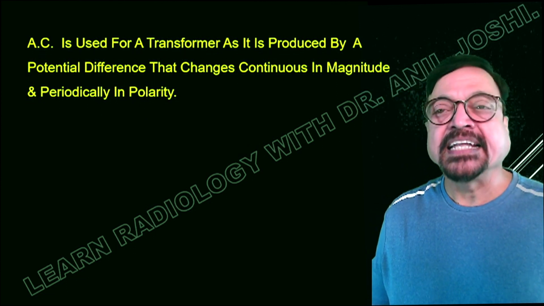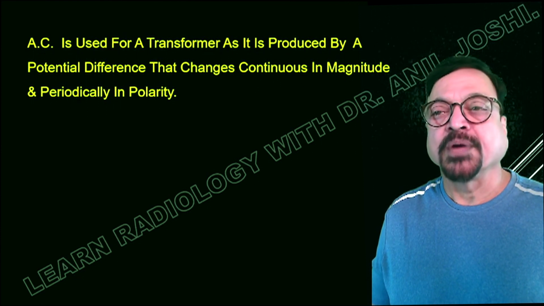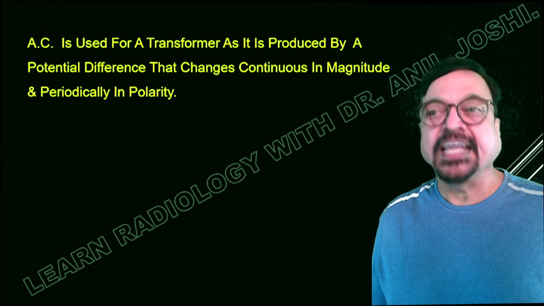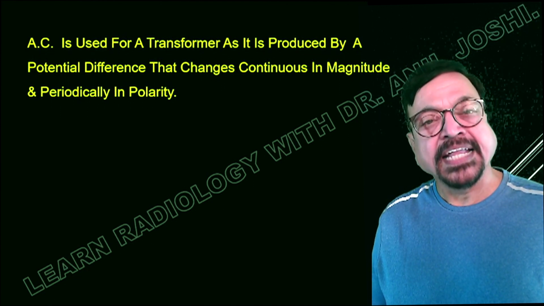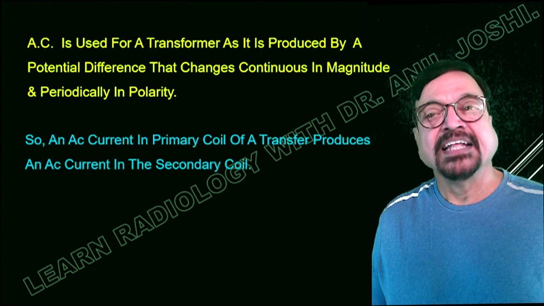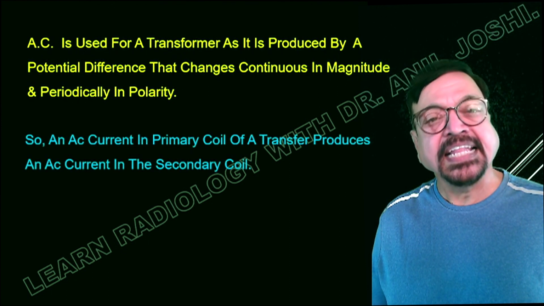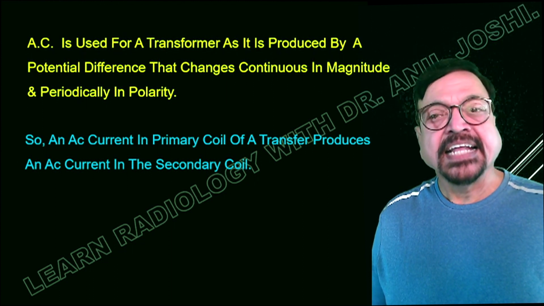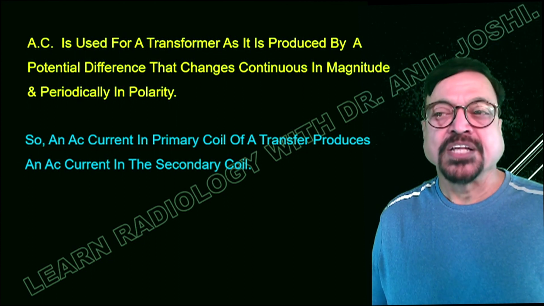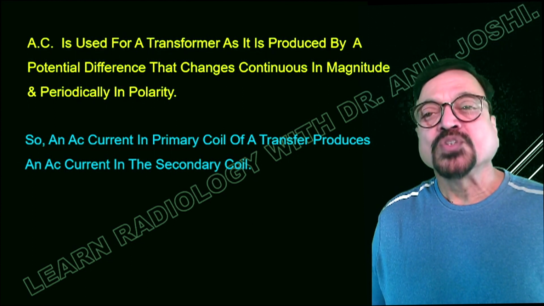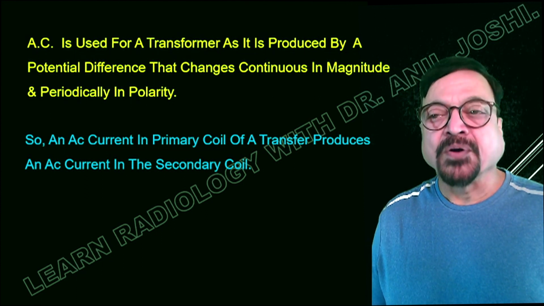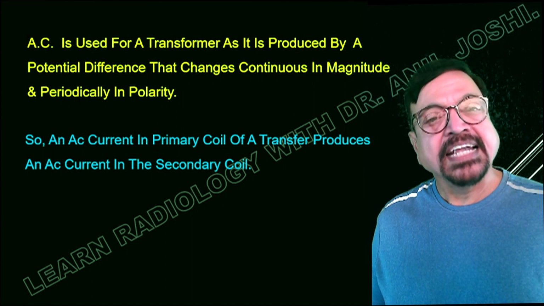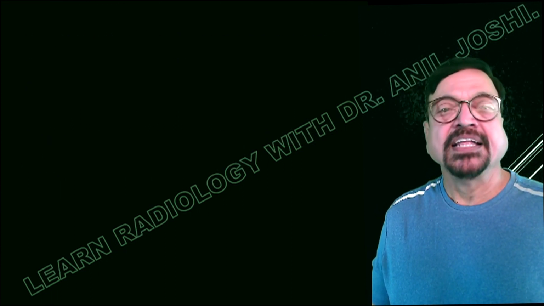Alternating current, AC current, is used for a transformer as it is produced by a potential difference that changes continuously in magnitude and polarity in each cycle. If you observe the cycle, you can see there is an upstroke and a downstroke, which indicate a change in potential difference, and also in polarity. So an alternating current in the primary coil of a transformer produces alternating current in the secondary coil.